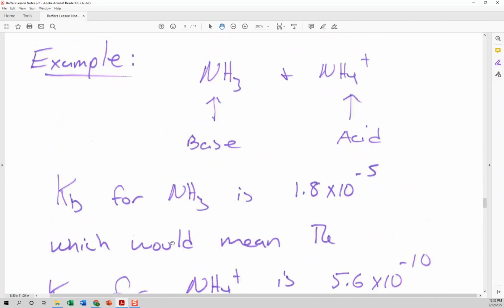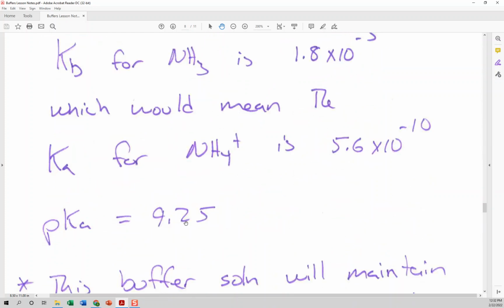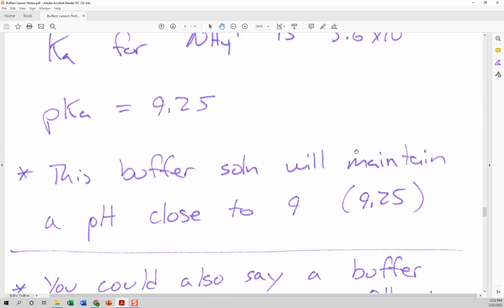So if I needed a base solution, if I needed the pH of my solution to be basic and I needed a buffer system, then I might use this, because I know the pH of this buffer system is going to be close to 9.25, which is the pKa of the ammonium of the buffer system. Okay.